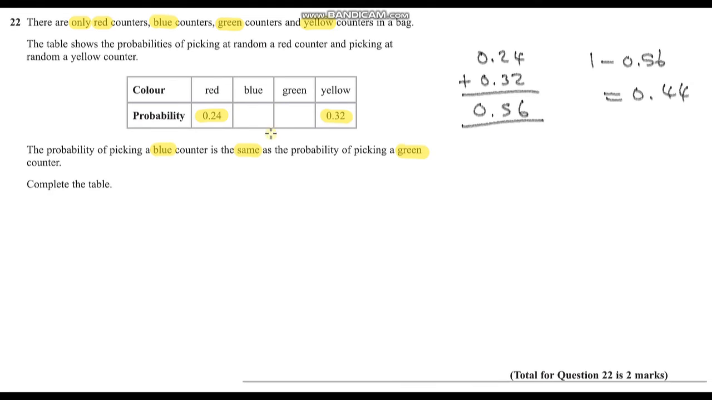So these two things have to add up to 0.44, and we know they're the same. So if we just do 0.44 divided by 2, that gives us 0.22. So that is our answer for these boxes, 0.22. And you can check this. If you add up all of these values, it should equal 1. And that is our answer. So it says complete the table. We have done it. So we've got 0.22 in both boxes.